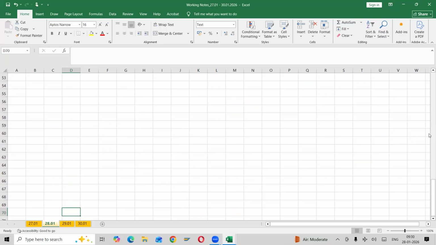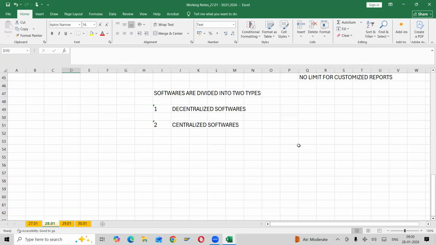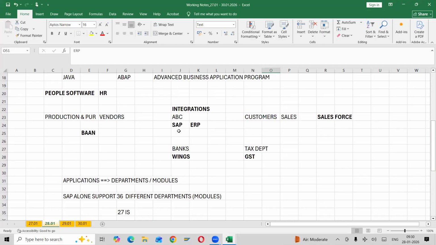Centralized system software is nothing but ERP. ERP is a centralized system software. What do you mean by that? A common repository will be there. Every department will update its data in the repository. So all the data will be in this repository, and every department can come and check what is happening in the organization. The data will be readily available for everyone.